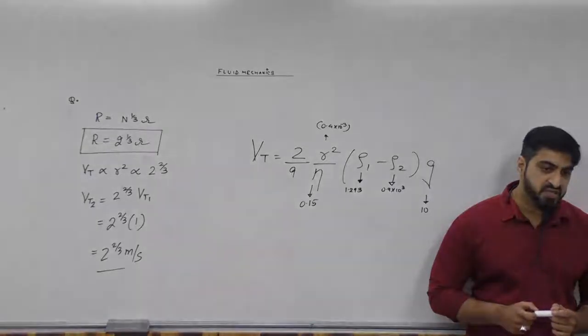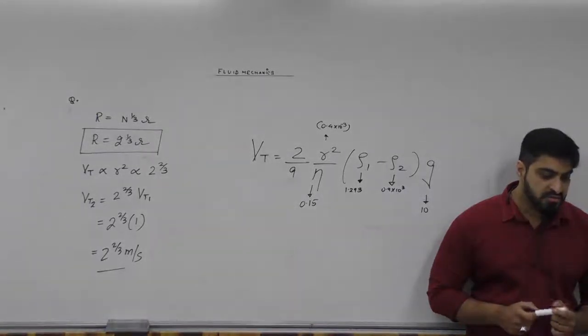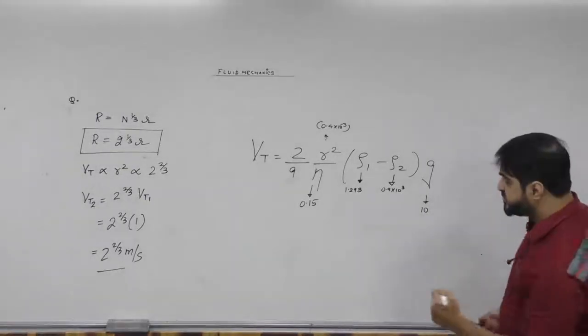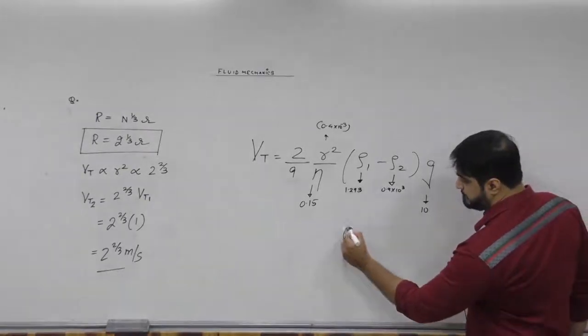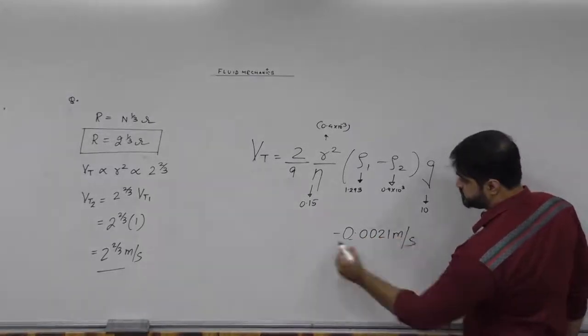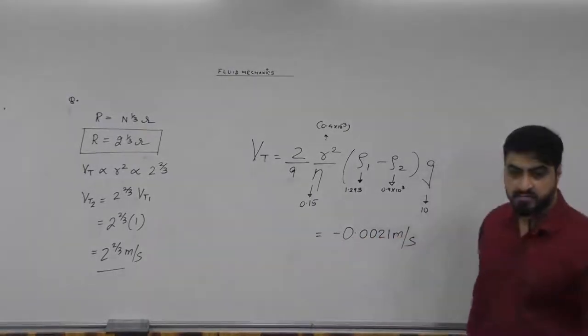Answer is minus of 0.0021 meter per second. Minus means it is going up.